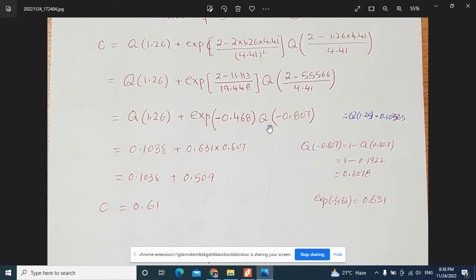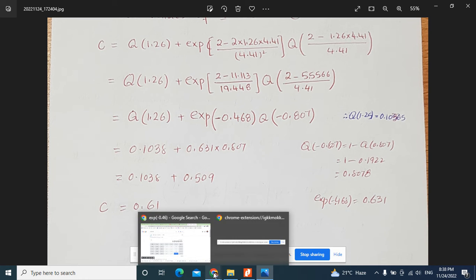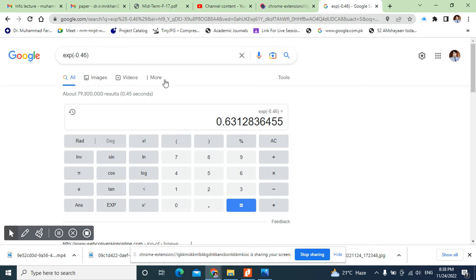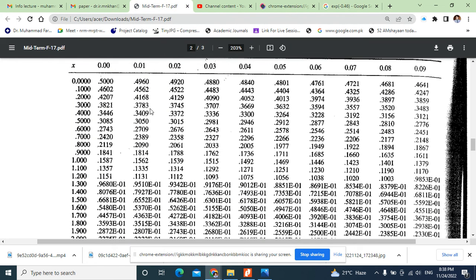And then the other thing is, how can you calculate q? So q of minus, if it is minus, you can write 1 minus q of 0.807. For this you need the table of q. So where is the table of q? So the q 0.807, so just get the table of q. So the table of q is this one. So for 0.807, this is 0.8, and then you need to go in this direction.